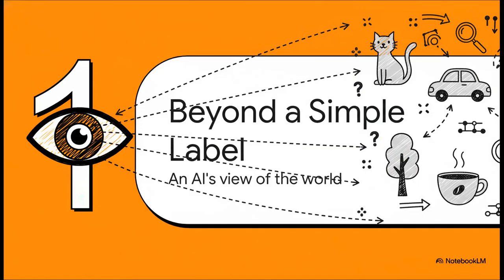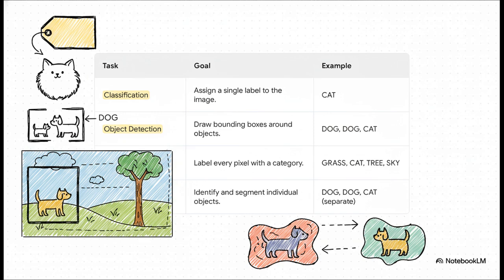Right, so to get how that works, we really have to peek under the hood and see the different ways a computer can be taught to look at an image. And trust me, it goes way beyond just a single, simple label. This table lays it all out perfectly. You start with classification, that one simple tag. Then you level up to object detection, where you're drawing boxes around things.